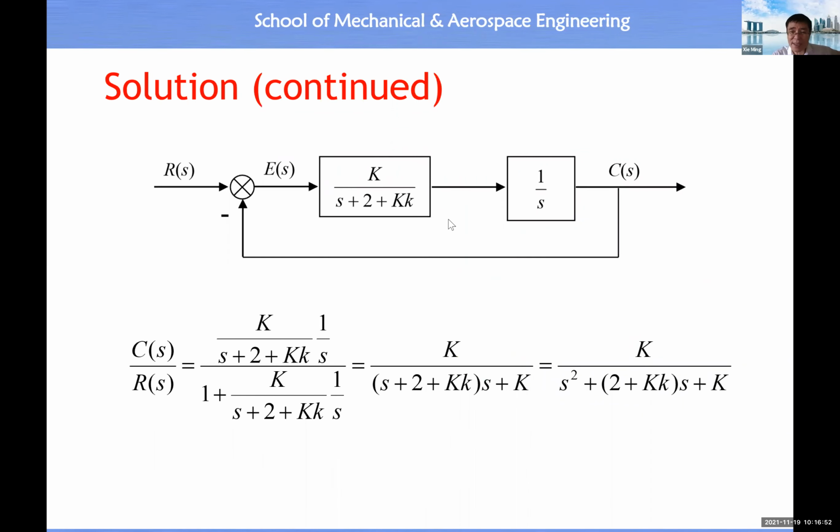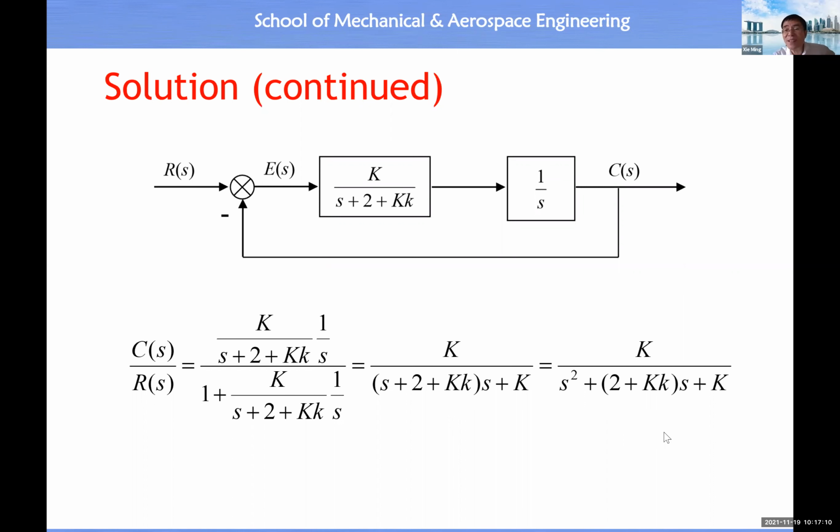Then we replace it by the equivalent transfer function. So forward branch over 1 minus the loop transfer function. The loop transfer function is equal to this one times negative 1. Then you have a 1 plus. Simplify it, then you get this. Okay, expand this, you get this.